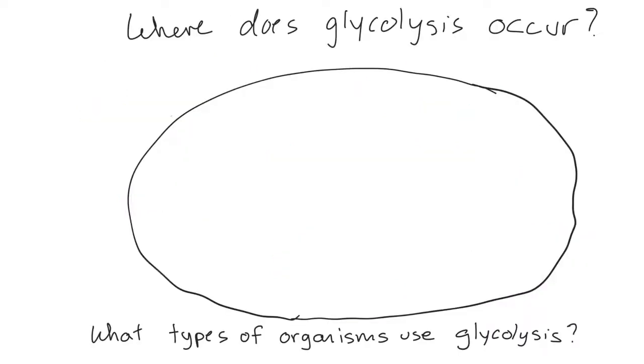All right, last thing about glycolysis. Where does glycolysis occur? Well, to help answer this, what types of organisms use glycolysis? What's that? Eukaryotes. What else? Bacteria. All, right? So cellular respiration is only used by some bacteria and all eukaryotes. But glycolysis, which is the first step, is used by all organisms.